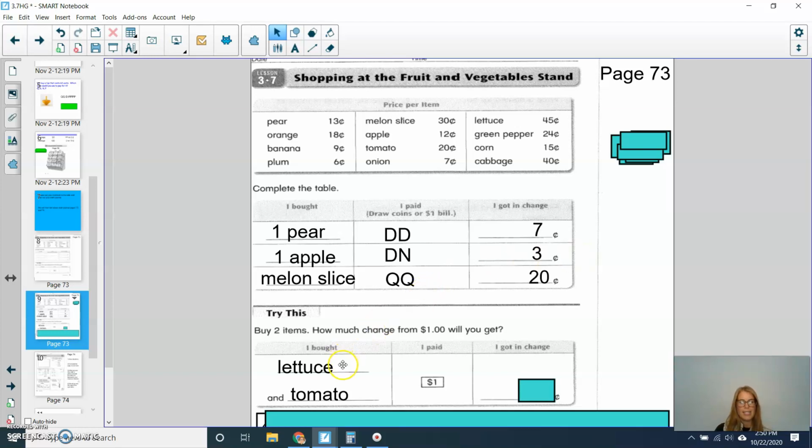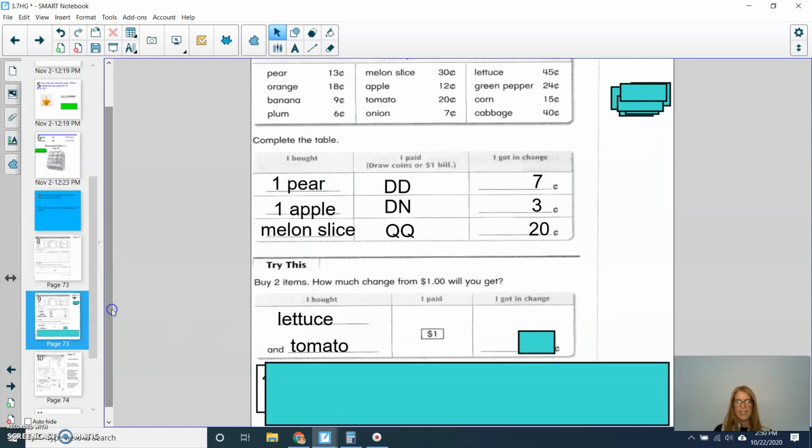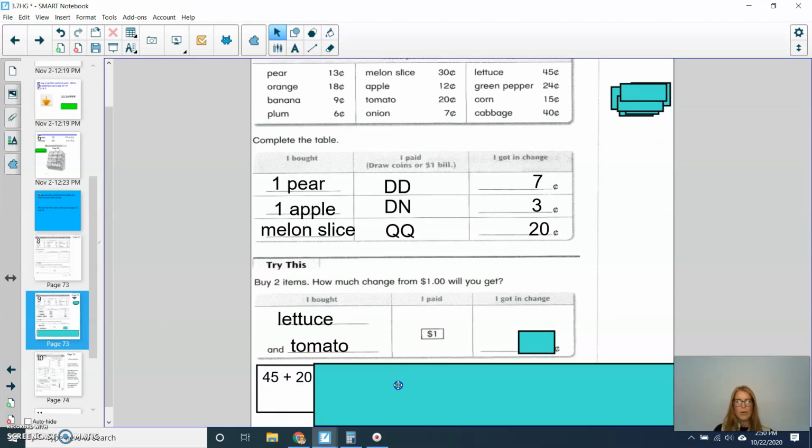Then for the try this, I chose to buy lettuce and tomatoes. And I'm going to pay with $1. How much change would I get back? Now I know that lettuce is 45 cents and I know that a tomato is 20 cents. So I want to first figure out how much are those together. So 45 plus 20 is equal to 65.